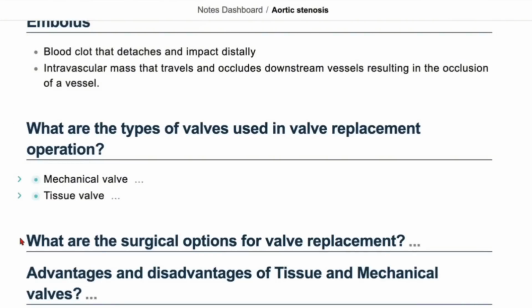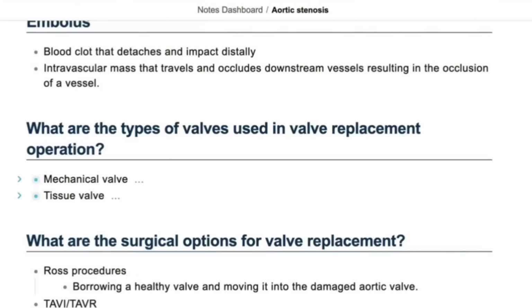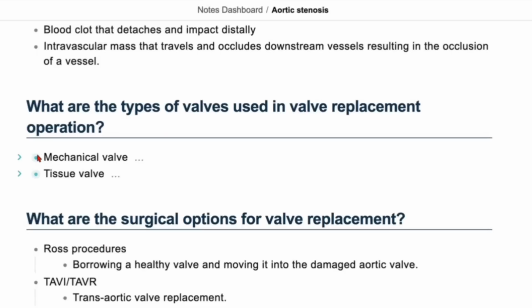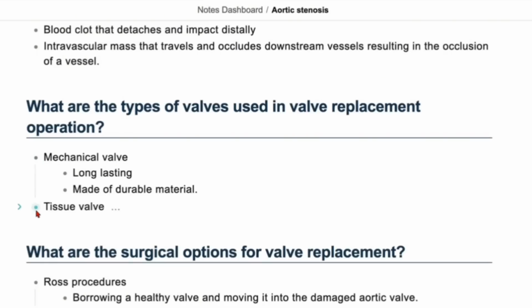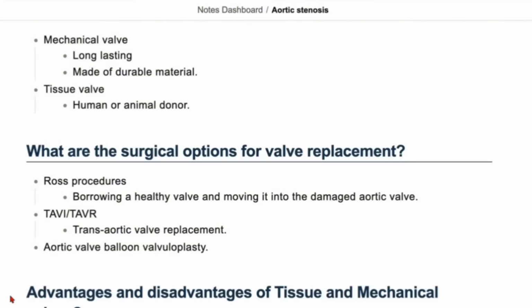So the mechanical valve is typically long-lasting, it's durable, it requires lifelong anticoagulation on warfarin, and there's typically associated mechanical noise such as a loud click. The tissue valve is a graft from a human or an animal. It's less durable, there's no anticoagulation involved, and patients typically have a lower risk of PTE.